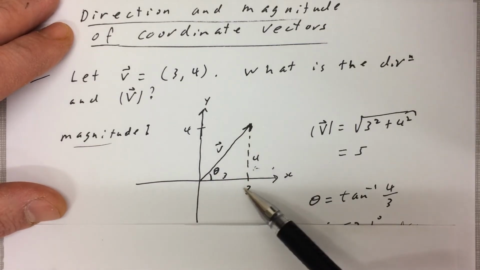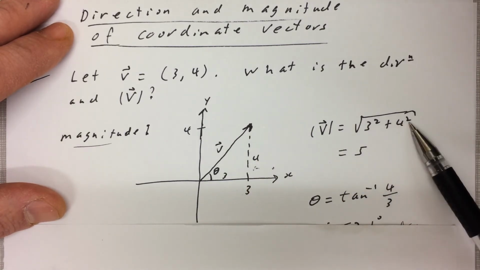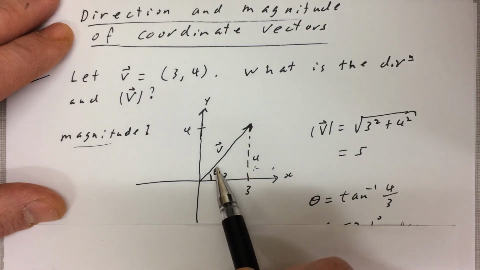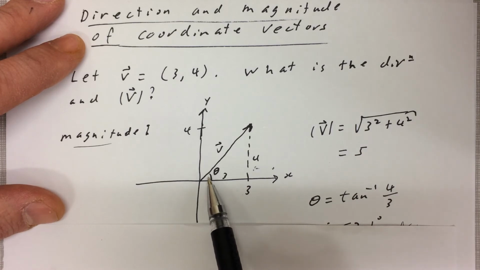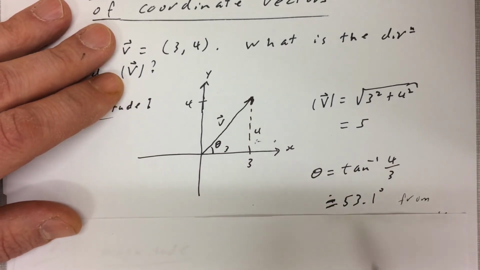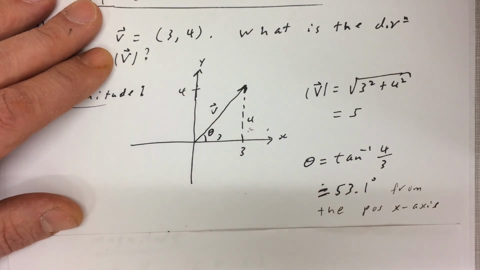Its magnitude is just using Pythagorean Theorem. 3 in the x, 4 in the y, so the magnitude is root 3 squared plus 4 squared, which equals 5 for this one. The direction, well, we can look at the direction in terms of an angle with the positive x-axis. Well, that angle is tan of theta is opposite over adjacent, so theta equals tan inverse of 4/3 for this one. And you get 53.1 degrees from the positive x-axis, going counterclockwise.